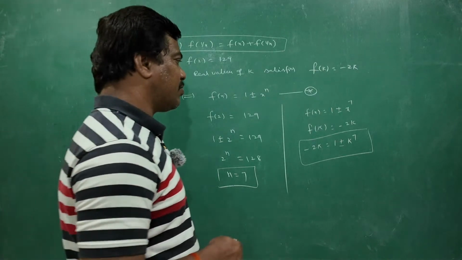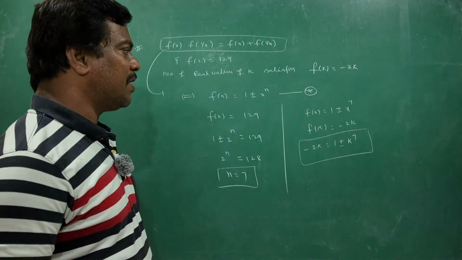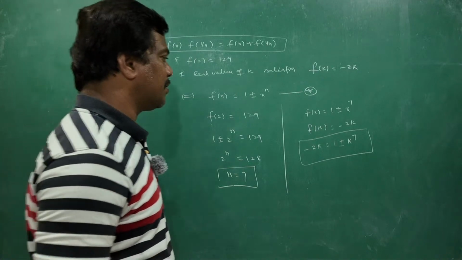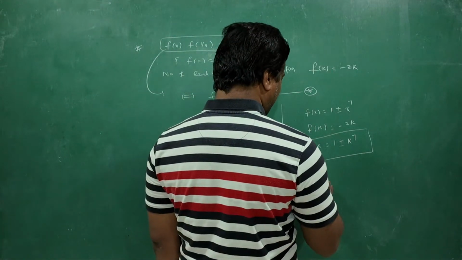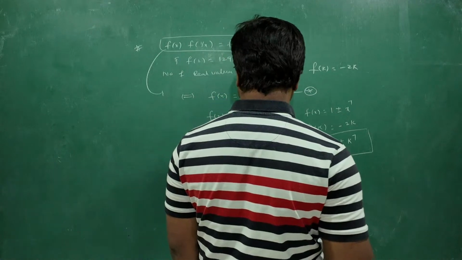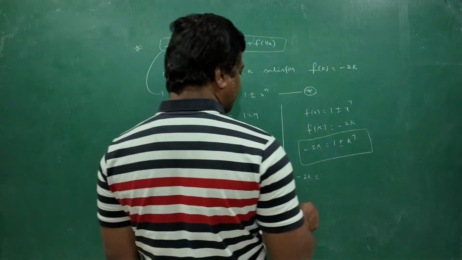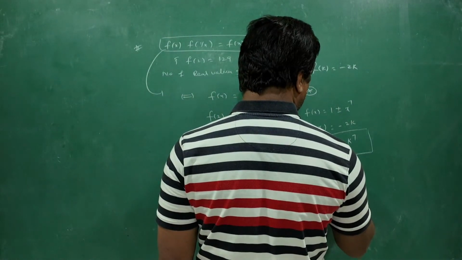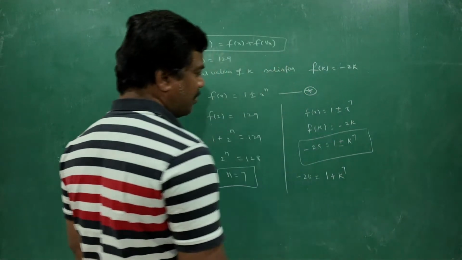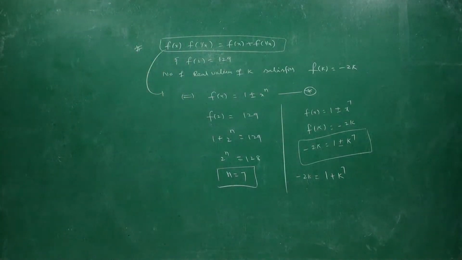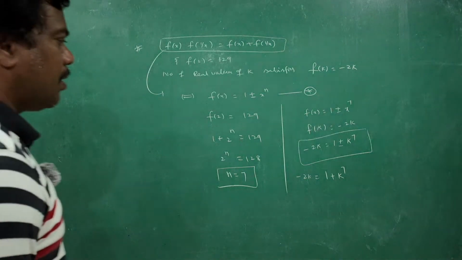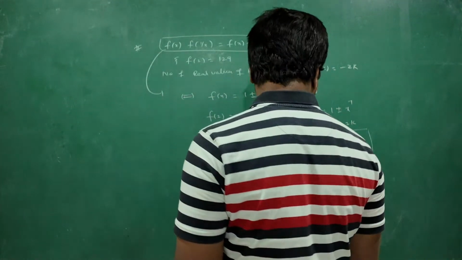Suppose the value of k is minus 1. What happens? Minus 2k, suppose this is true actually for the plus sign, right? So minus 2k is 1 plus k power 7. Yes. Minus 2k, and 1 plus x power 7 you have.